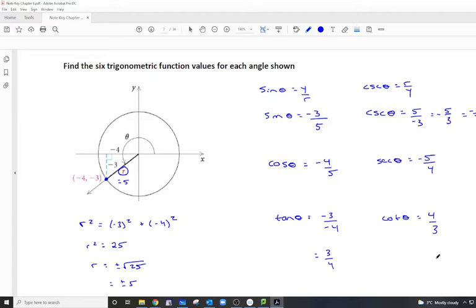One thing I want to point out is that whatever the sign of sine is will be the sign of cosecant. Whatever the sign of cos is will be the sign of secant. Whatever the sign of tan is will be the sign of cotan, right? They will have the same negative or positive value. So if sine is negative, cosecant is negative as well. Cosine, both are negative. Tan, both are positive.